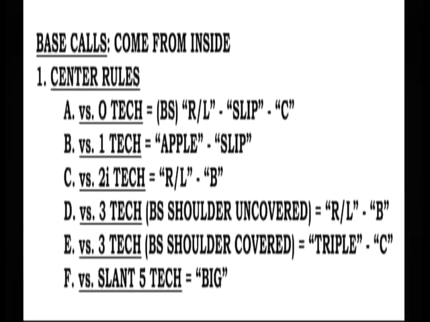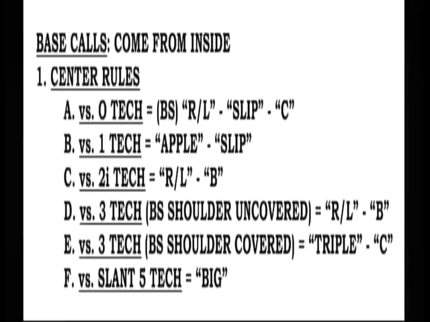With that RL will come a slip on the play side and a C on the backside. To a 1 technique, it'll be an apple. He'll bring the backside guard and tackle with him. It'll end up being a slip on the play side. Remember, if the center's working with somebody on the backside, either the backside guard or the backside tackle, he's always working to the backside linebacker. If he's working with the play side people, then he's working to the play side linebacker.